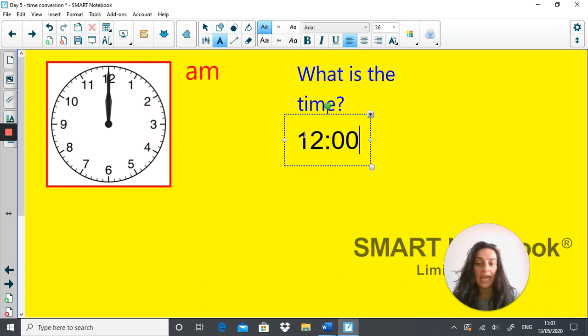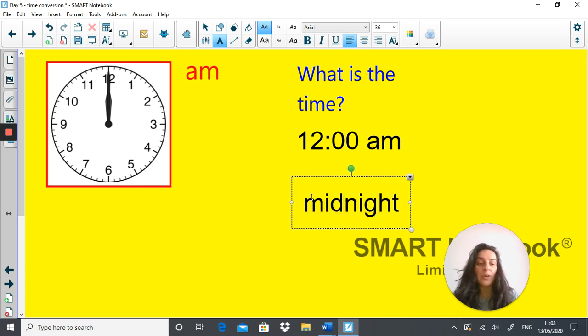12 a.m. That is also known as what? That is also known as midnight. Hopefully, those of you who got midnight, extra well done. For those of you who got 12 a.m., that's just as right. Well done. Okay, fabulous. Let's move on.